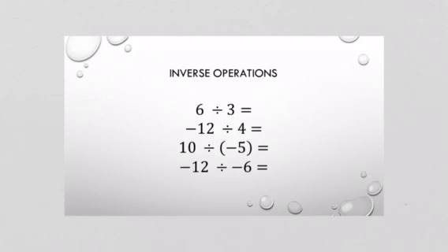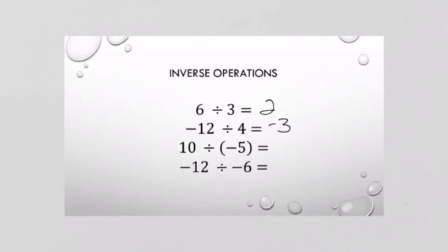Well, what's 6 divided by 3? 2, because 2 times 3 is 6. What's negative 12 divided by 4? Well, it's negative 3, because negative 3 times 4 is negative 12.